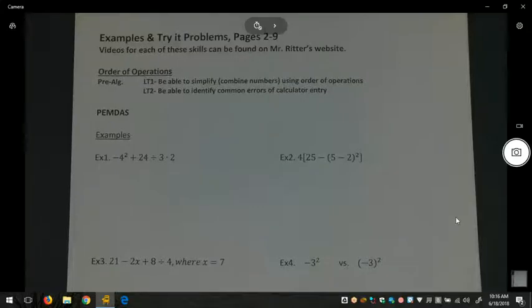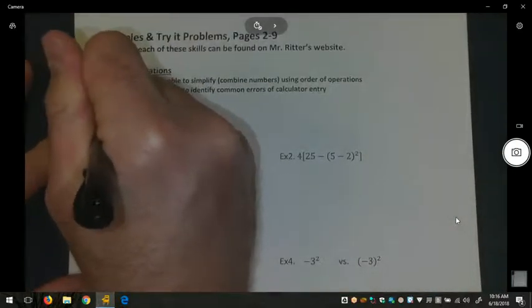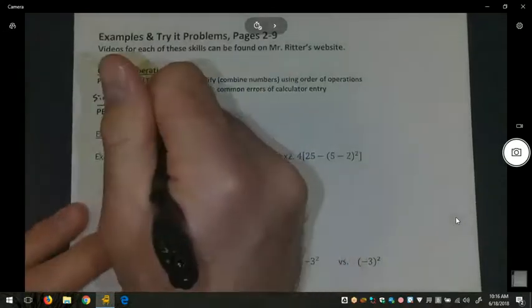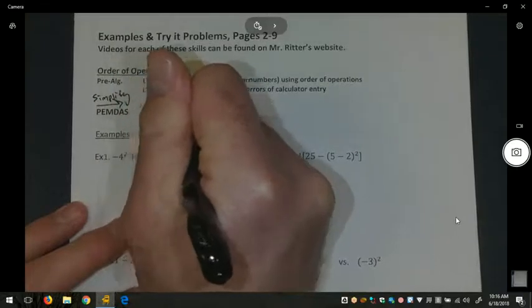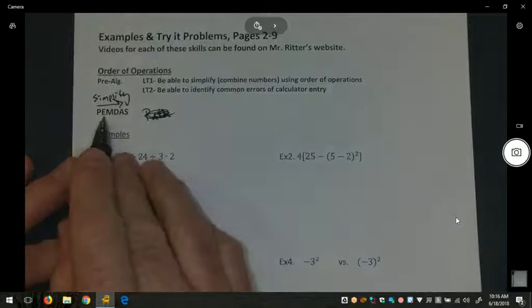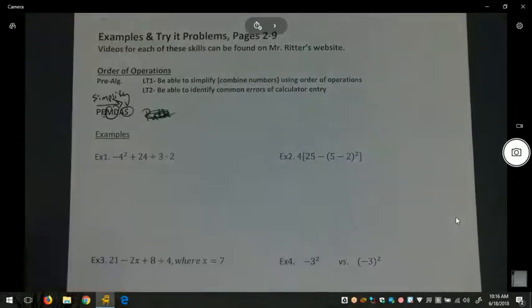Summer Packet video examples. The following examples are for order of operations. We follow the order of PEMDAS when we are simplifying. P tells us to do everything in the parentheses first. Parentheses, then exponents, then multiplication and division, and then addition and subtraction.